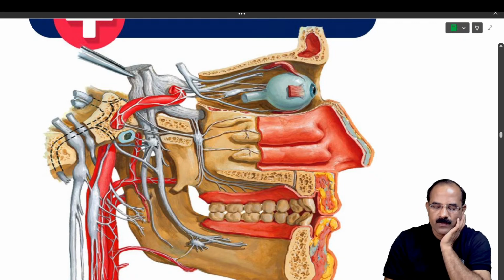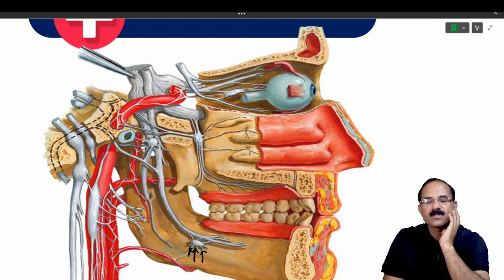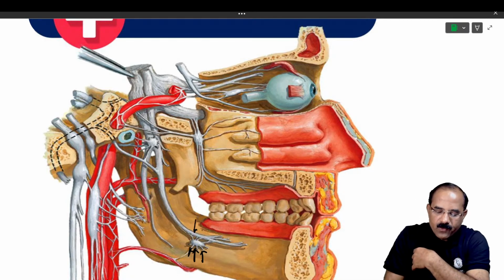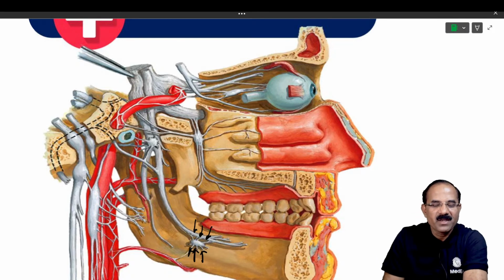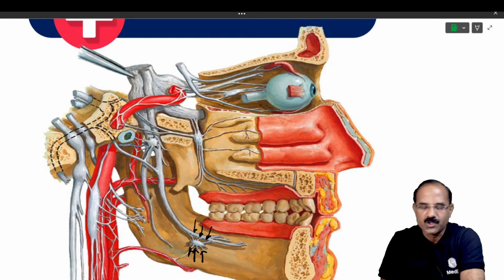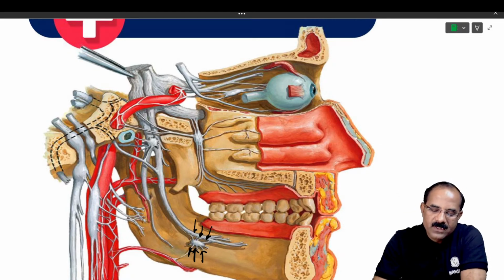Fine. What is this ganglion? That's a submandibular ganglion. सबमैंडिबुलर गैंग्लियन। ये नर्व क्या है? लिंगुअल नर्व. The submandibular ganglion is hanging from the lingual nerve. So what is this relation? Structural.